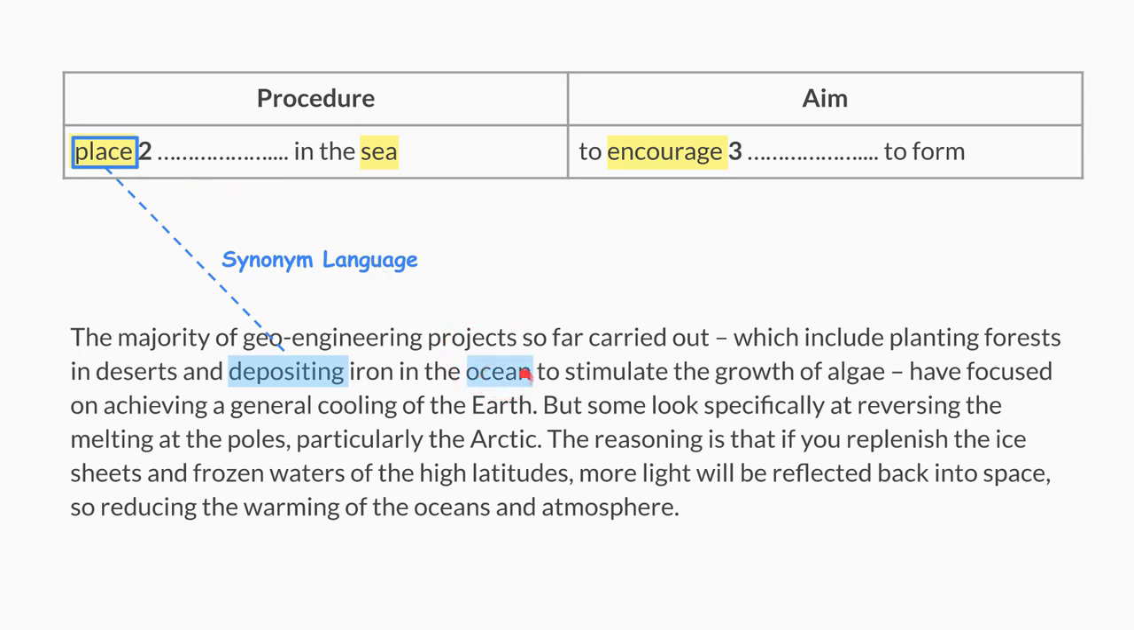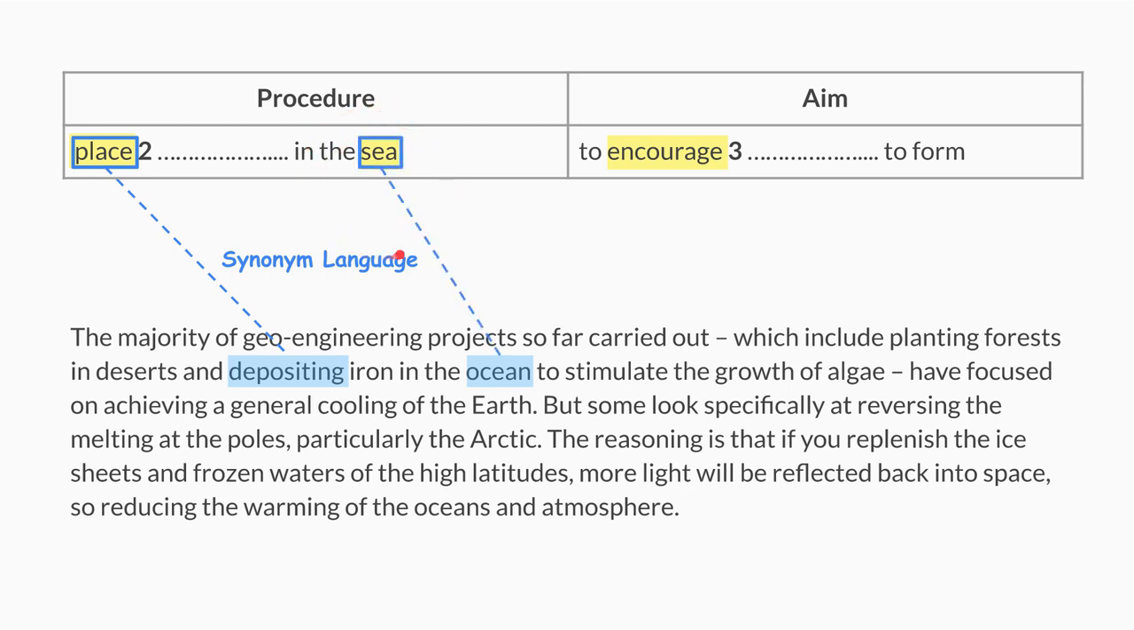Right here you'll see the word ocean, and that is synonym language for sea. Now, technically speaking, ocean and sea are not the same thing, right? Oceans are much larger than seas, so they're not the same thing. But you have to keep in mind that when they use words like this as synonym language, it can be a little bit flexible. The meaning doesn't have to be exactly the same, it just has to be very, very close to it. So be aware that they can use synonym language of this type. They can be a little bit more flexible with it.